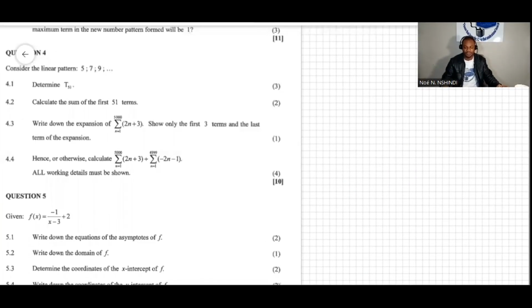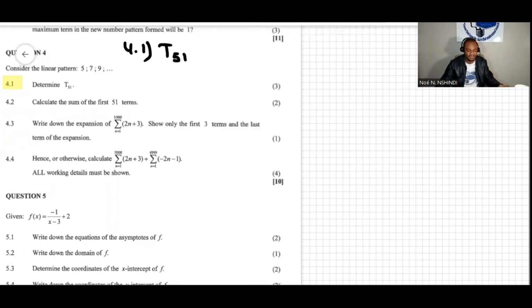Well, we have another question here, question 4, on the right. Question 4.1: consider the linear pattern 5, 7, 9. Now, the question says determine T51. So, question 4.1, we're looking for T51.